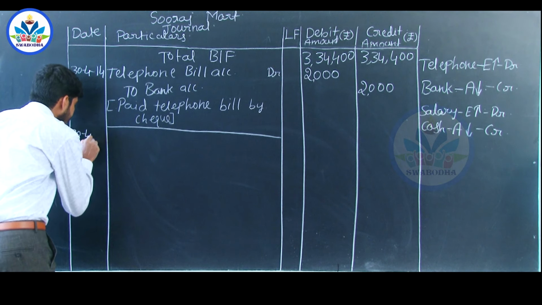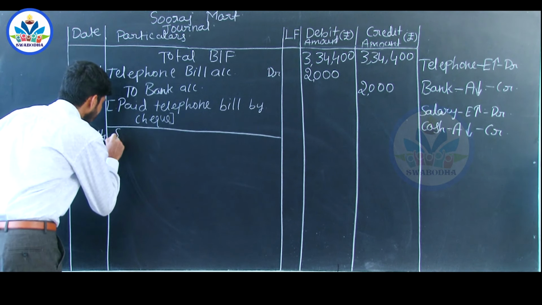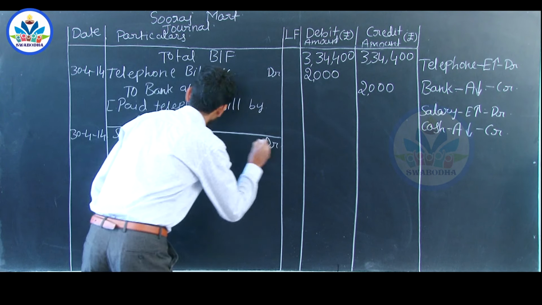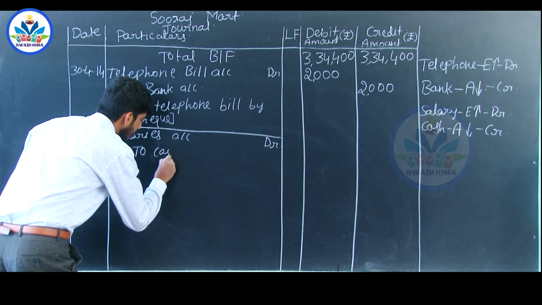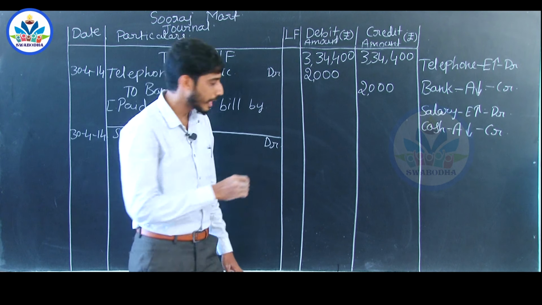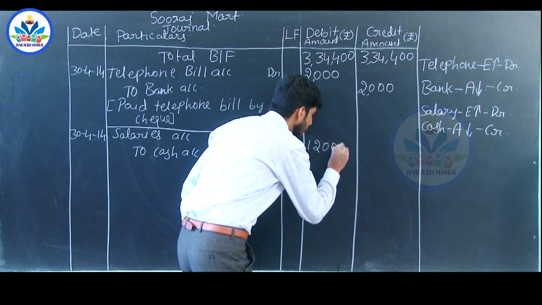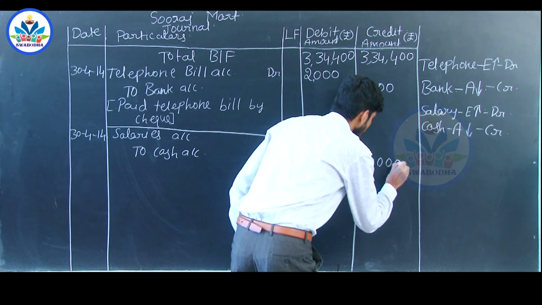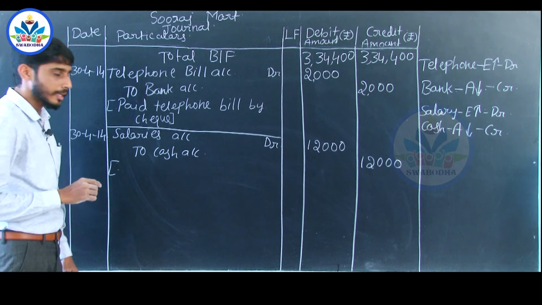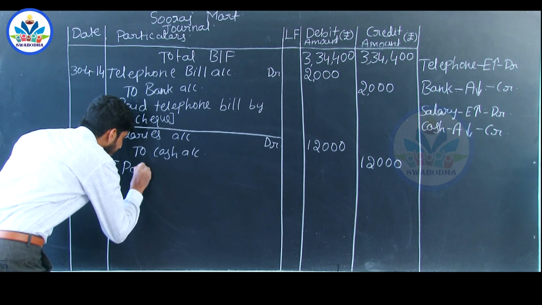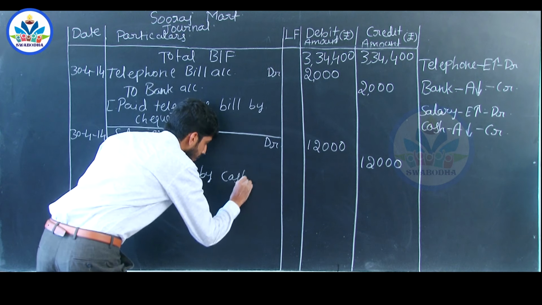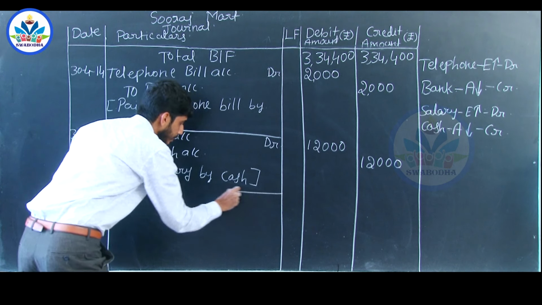Date is 30/4/2014. Salaries account debited to cash account and the amount of salary paid is 12,000. Narration: paid salary by cash. Paid salary by cash.